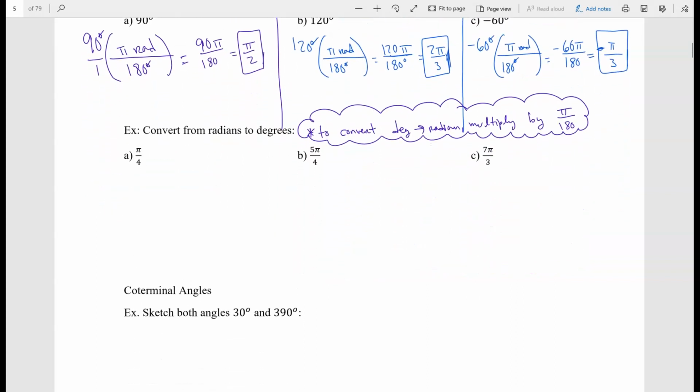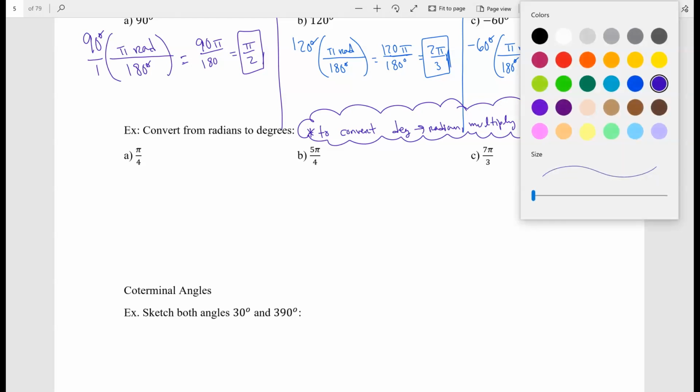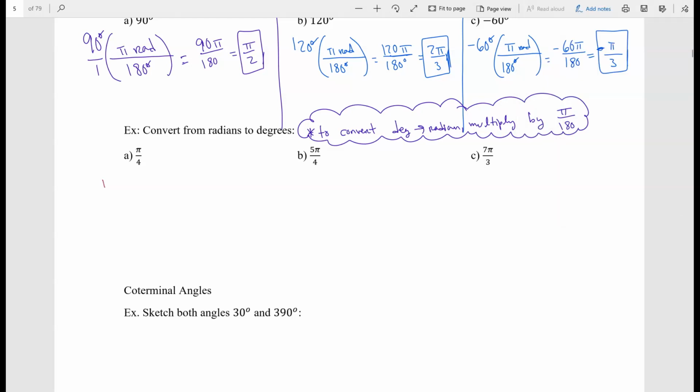Okay, so let's look at this other one. So now we're going to convert radians to degrees. So these guys are in radians, and we want to convert them to degrees. So I start off with pi over 4. Since I have radians, I'm going to have the radians on the bottom now. So pi radians, and I want to convert it to degrees, which is 180.